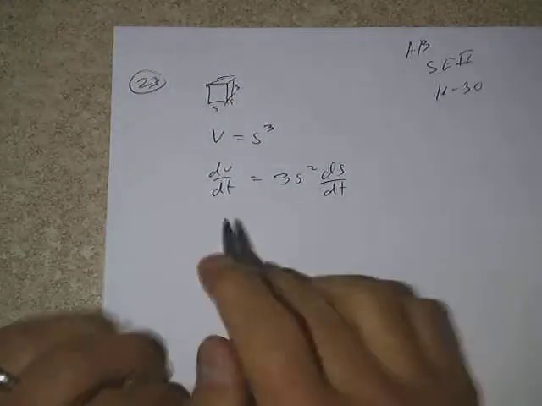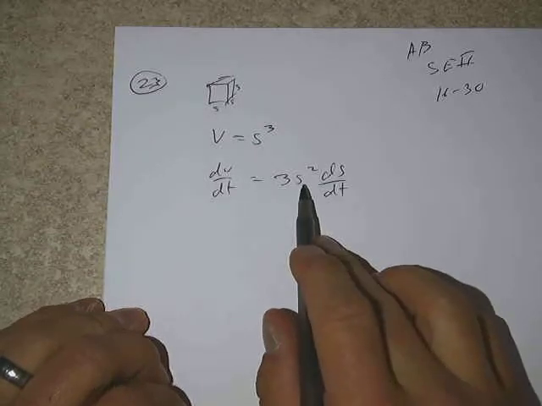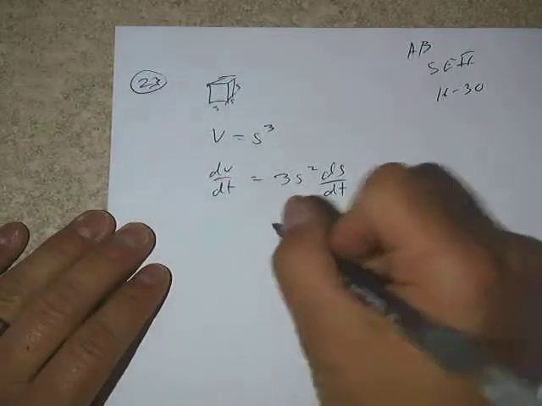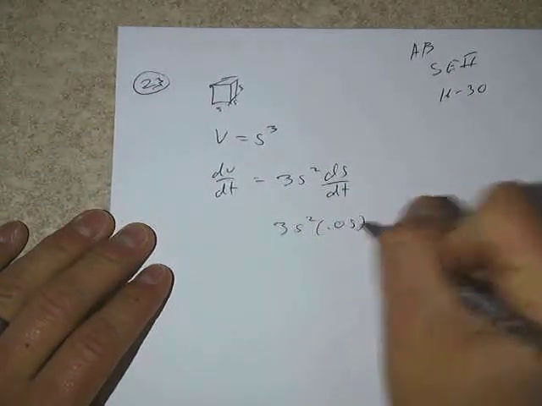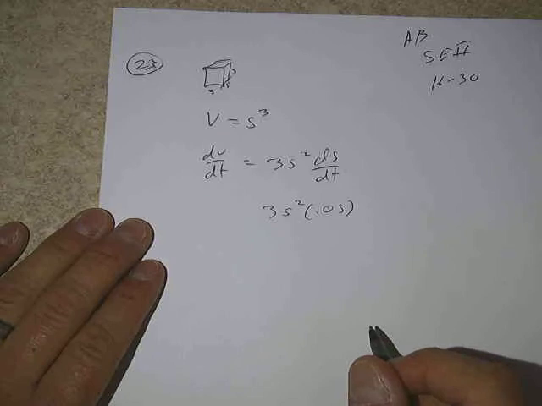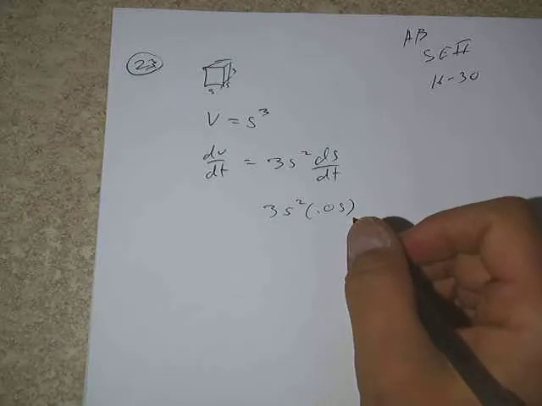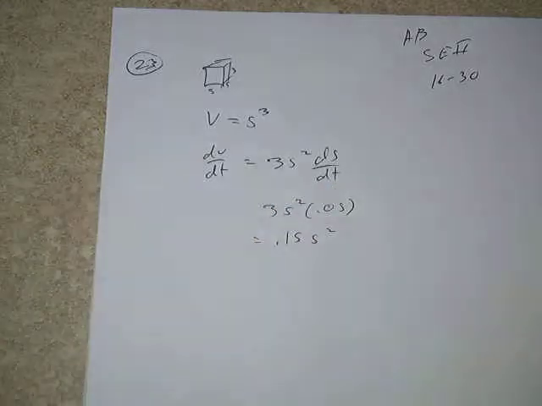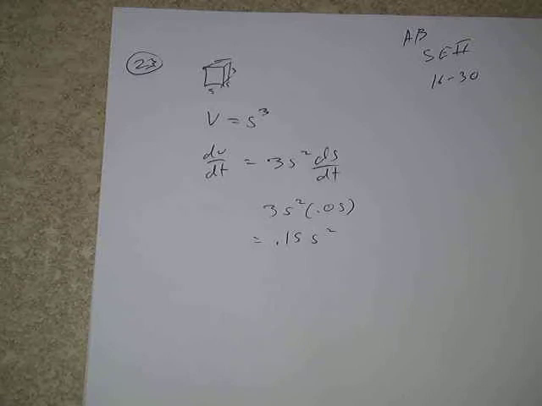All right, and ultimately this is dV/dt that we're looking for here. We don't know a particular s. They didn't give us an instance at this point, but we do know ds/dt is 0.05. So if I do 3s squared times 0.05, I get, not a calculator problem, 3 times 5 is 15. At 2 decimal places, it'll be 0.15s squared. And that would be an expression for our dV/dt, which corresponds with letter D.